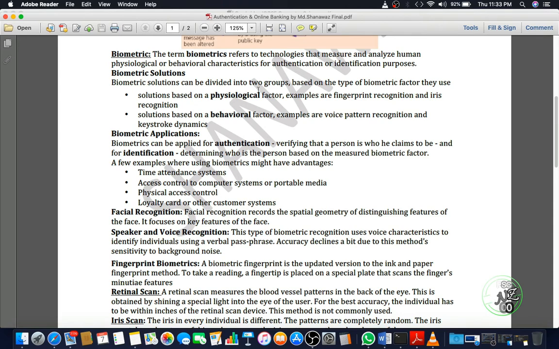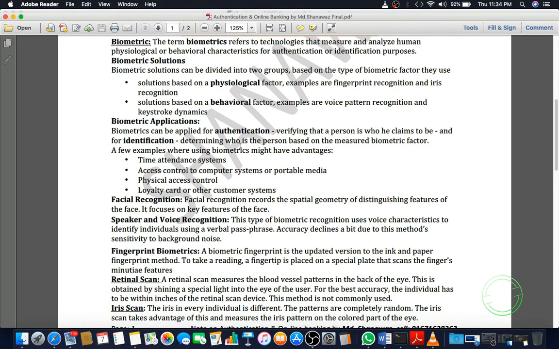Biometric solutions can be divided into two groups based on the type of biometric factor they use. Solutions based on physiological factors, examples are fingerprint recognition and iris recognition. This is the physiological factor. And another one is the behavioral factor, examples are voice pattern recognition and keystroke dynamics. These are your behavior based biometrics, and those are the physiological factors. So now we go for the biometric application.